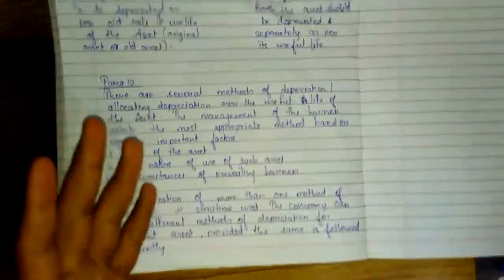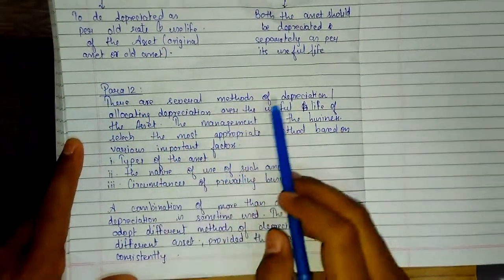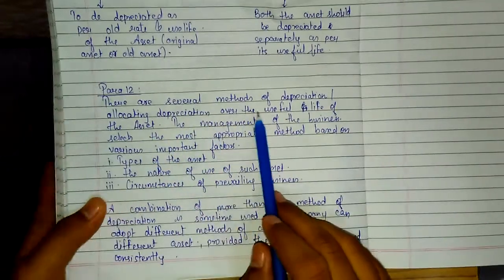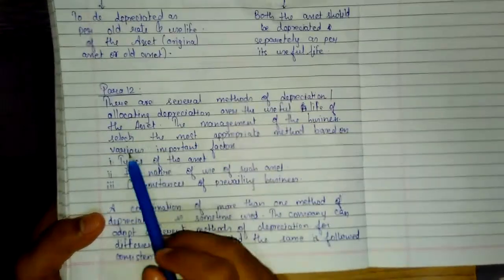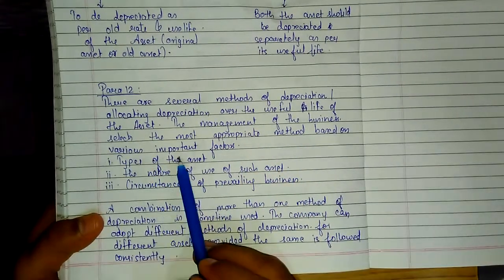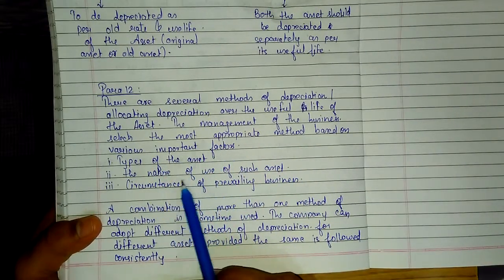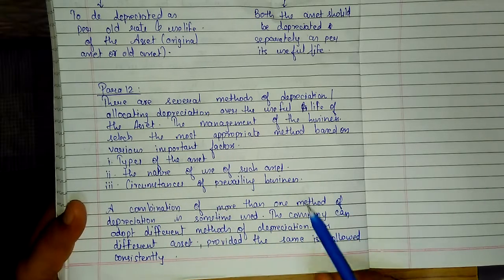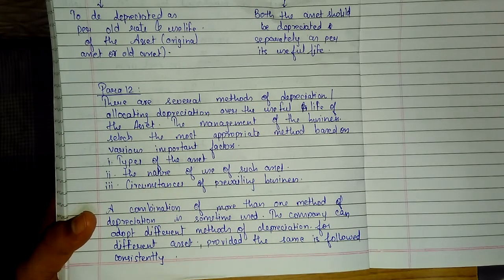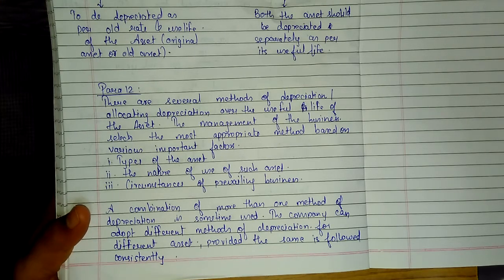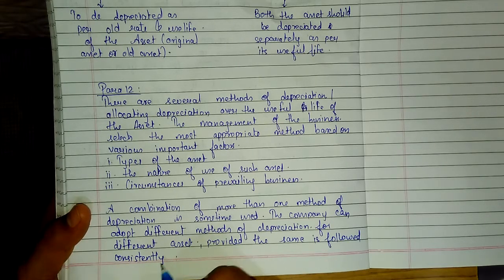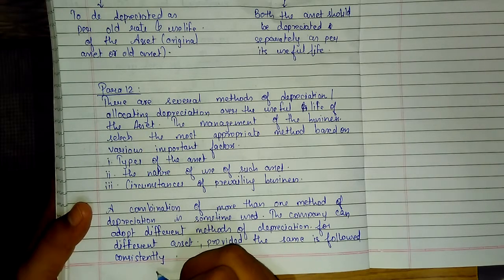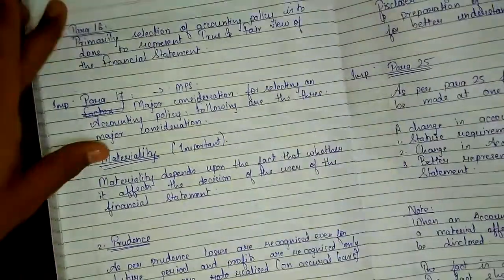Okay, so we'll revise this para again. Para 12 says that there are several methods of depreciation, that is allocation of depreciation over the useful life of the asset. The management of the business selects the most appropriate method based on various important factors, that is type of the asset, the nature of the use of such asset, the circumstances of the prevailing business. A combination of more than one method of depreciation is sometimes used. The company can adopt different methods of depreciation for different assets, provided the same is followed consistently as per the fundamental accounting assumption, that is consistency, that we have studied in AS1 in fundamental accounting assumptions.